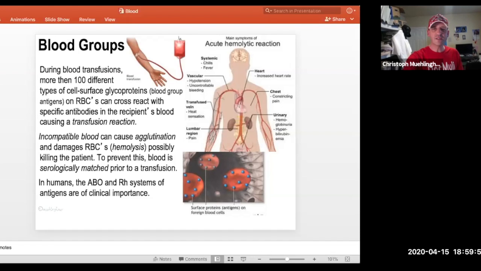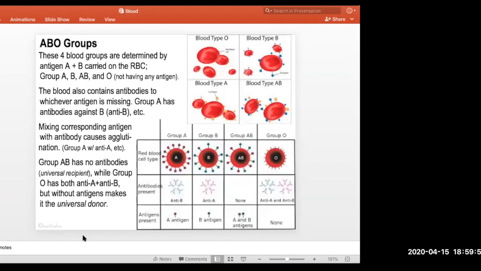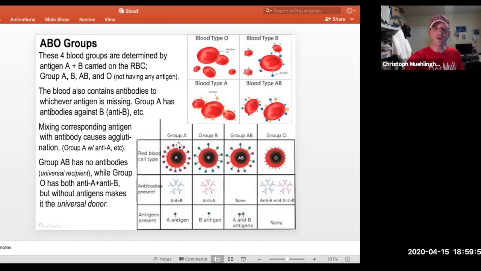And the reason is this is the chart we need. Don't go so fast. So we have group A, group B, group AB, and group O. So the reason why we have two antigens, we get four groups out of it.